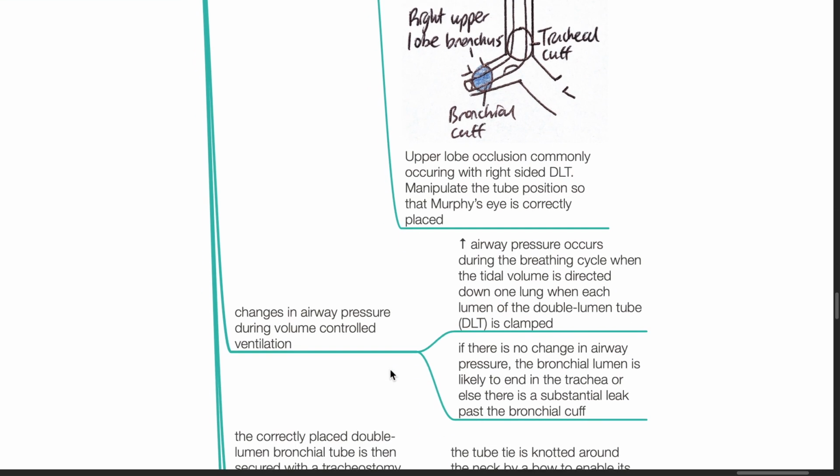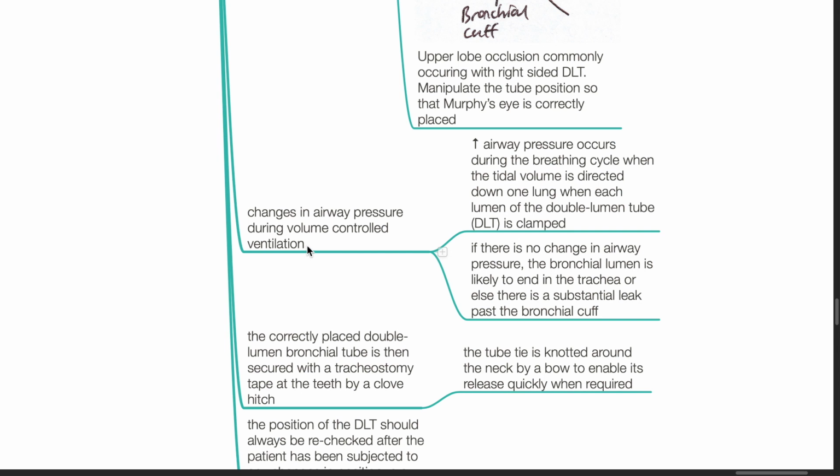Changes in airway pressure during volume-controlled ventilation. Increased airway pressure occurs during the breathing cycle when the tidal volume is directed down one lung when each lumen of the DLT is clamped. If there is no change in airway pressure, the bronchial lumen is likely to end in the trachea, or else there is a substantial leak past the bronchial cuff.